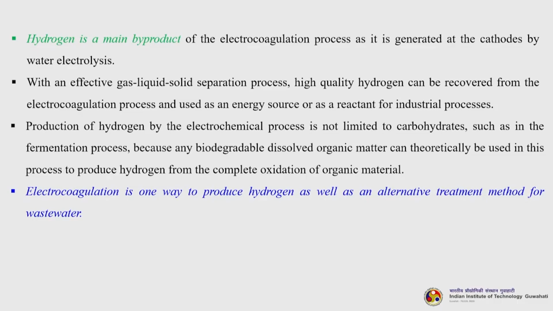With an effective gas liquid solid separation process, high quality hydrogen can be recovered from the electrocoagulation process and used as an energy source or as a reactant for industrial processes. Production of hydrogen by the electrochemical process is not limited to carbohydrates as in the fermentation process, because any biodegradable dissolved organic matter can theoretically be used in this process to produce hydrogen from the complete oxidation of organic material. Electrocoagulation is one way to produce hydrogen as well as an alternative treatment method for the wastewater. So, basically we can again say that this is the water energy nexus, or waste to energy.